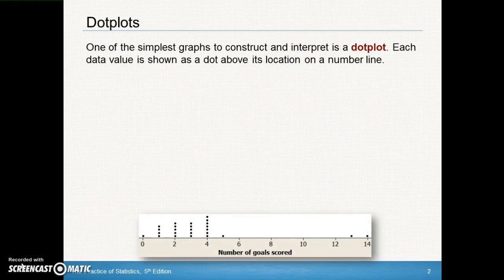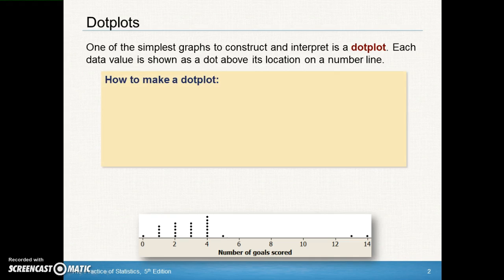One of the simplest graphs that we use in statistics is called a dot plot, and you will see this very, very frequently. It's a great type of visual representation of data because it very clearly allows us to get a sense of what the data look like. We'll talk about that a little bit later, but let's first talk about how we make dot plots. In a dot plot, each data value is represented by a single dot plotted above its location on a number line.